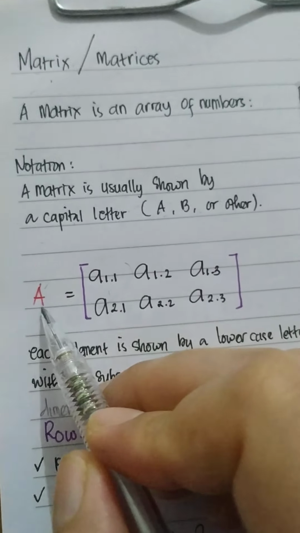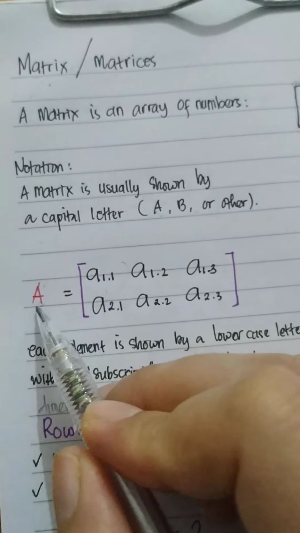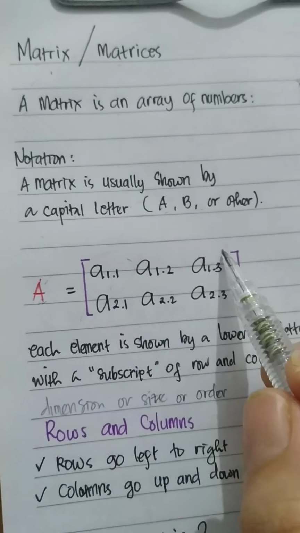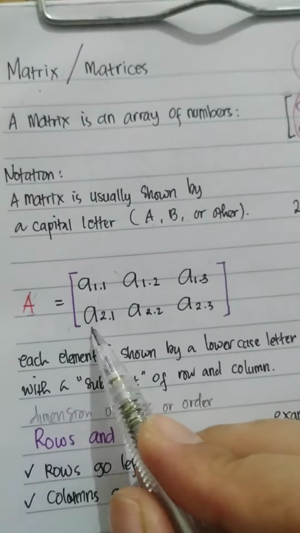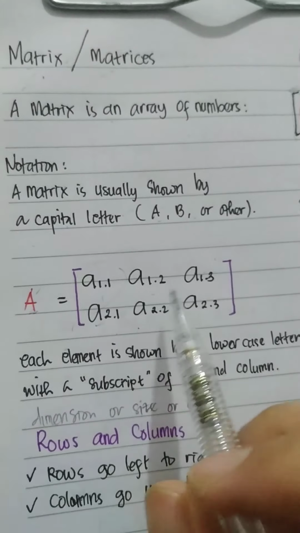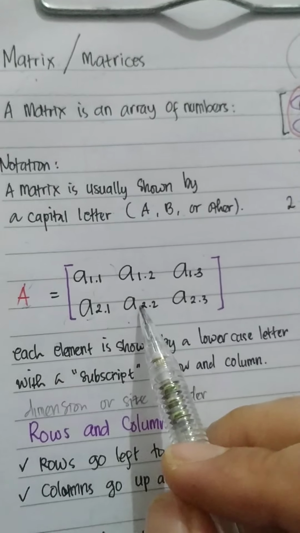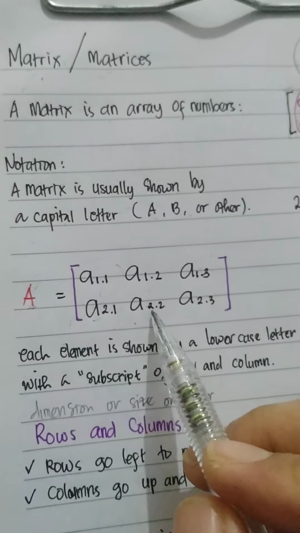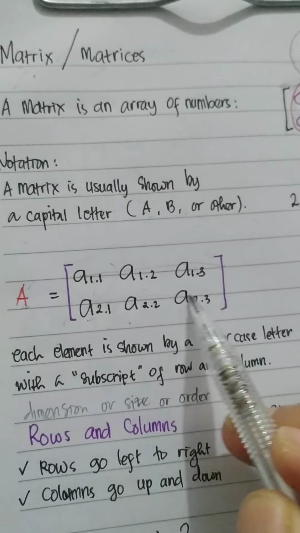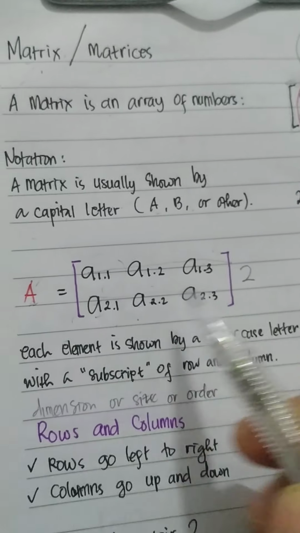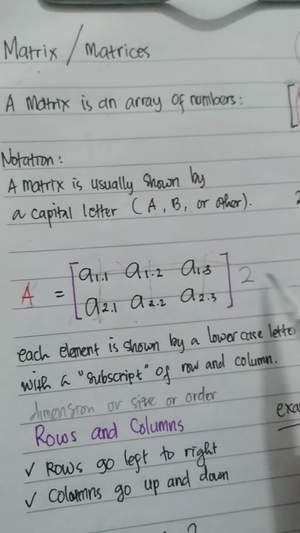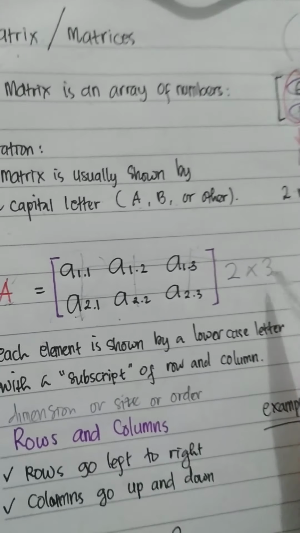Like here, for example, I have matrix A equals this one. These are the elements, and guess how many rows and how many columns are here? Let's see. 1 row, second row, so there are 2, and then the columns are 1, 2, 3, so 2 by 3.